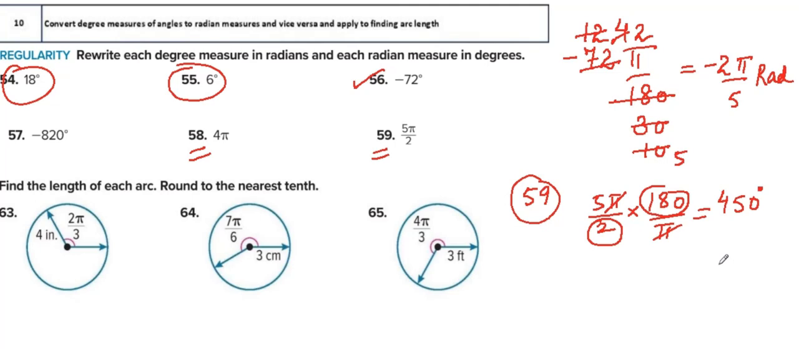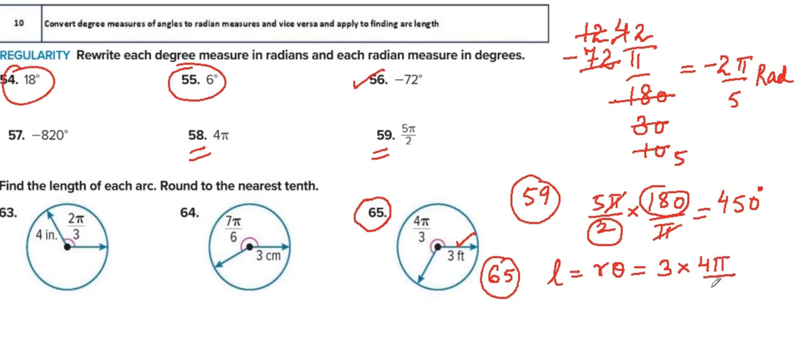Then we have other questions, all related to length of arc. Length of arc formula, you know that. Suppose I'm taking question 65. Length of arc is equal to radius multiplied by theta. The radius is given here, 3 feet. So 3 multiplied by theta. Theta should be in radians here.